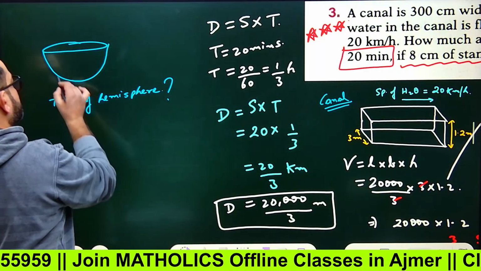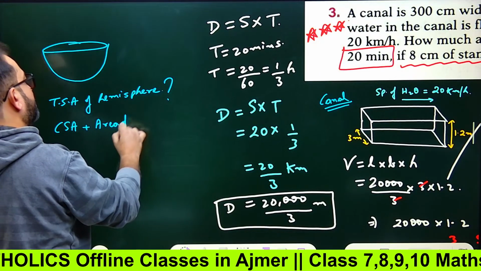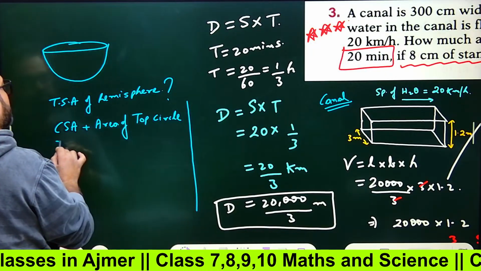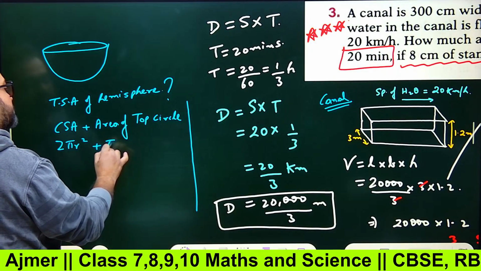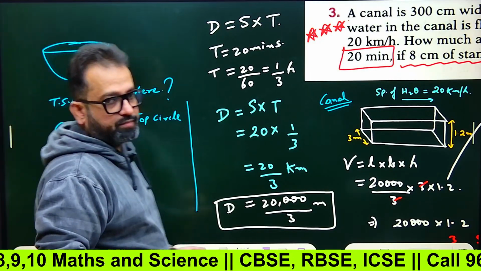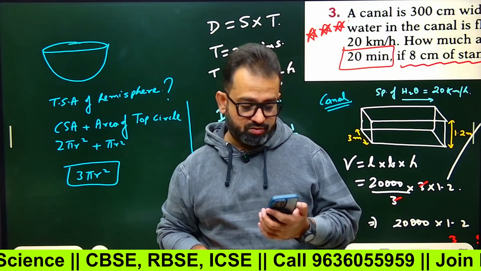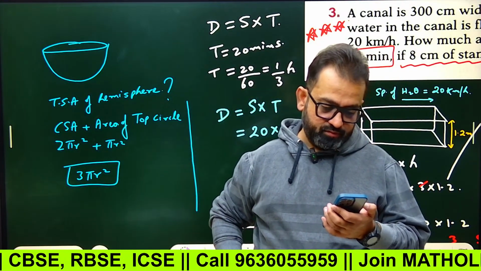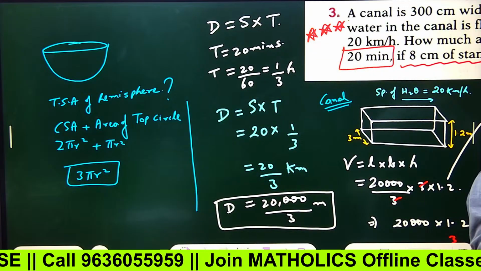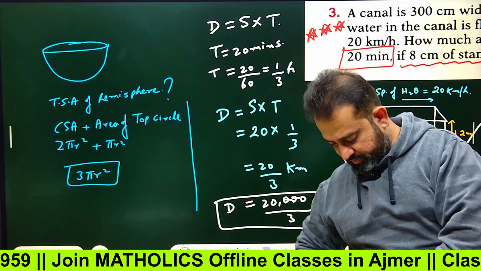How? Because this is the curved surface area plus the area of the top. Top means circle. Yes or no? So we'll have 2 pi r square plus pi r square. So that comes out to be 3 pi r square, right? Same things we have to follow with cylinders and cones also. Now are you comfortable with this? What I have written, you can copy this. Done.